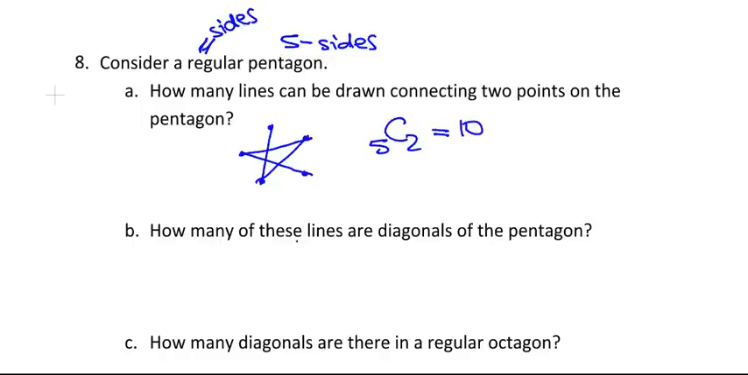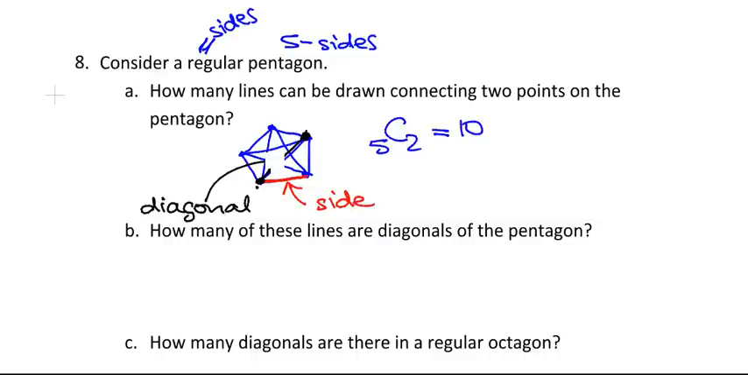In B, it says, how many of these lines are diagonals? So if you continued and you drew all these lines in A, you would get a whole bunch of the lines that you draw are actually just sides of the pentagon. They're not diagonals. So a diagonal is not a side, right? It goes from a point across to another point. So this is a diagonal, whereas this is just the side.